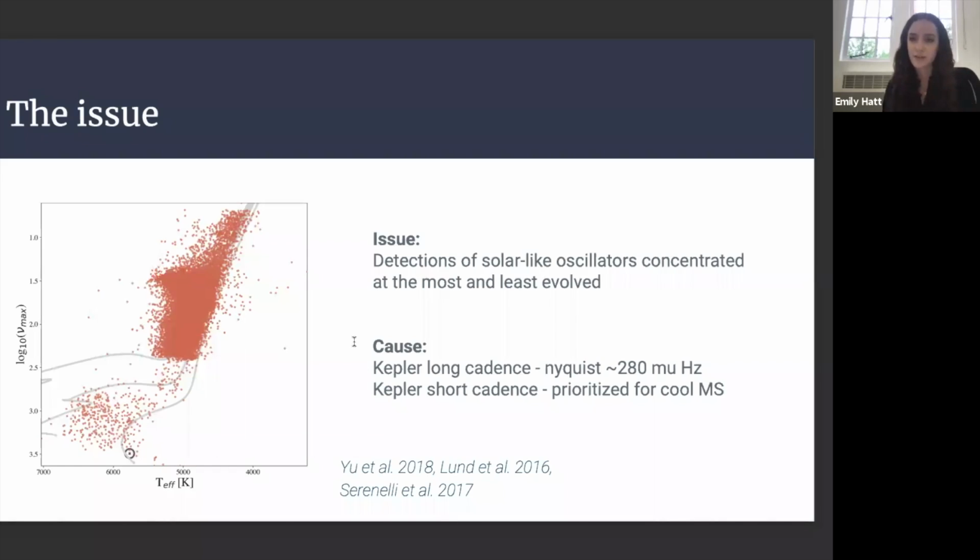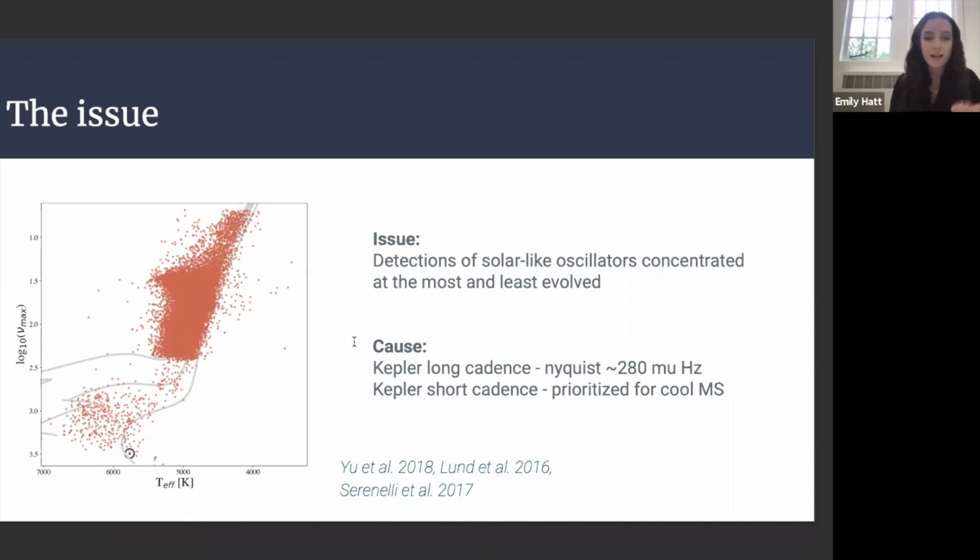So of course, that wouldn't be an issue if the total number of targets that was observed in both sets were the same, right? We wouldn't have a bias there, but that just wasn't the case. The majority of stars were observed in long cadence, and a much smaller set were observed in short cadence. I believe at any one time, only about 500 targets or so were prioritized for short cadence observations.